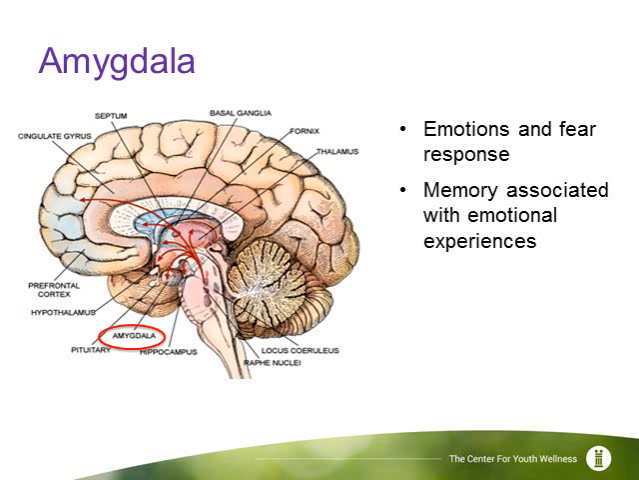Amygdala. The amygdala is an almond-shaped structure of the brain that sits deep within the temporal lobe on each side of the brain. The amygdalae play a large role in our emotional and fear responses, and in particular, formation of memories associated with emotional experiences.